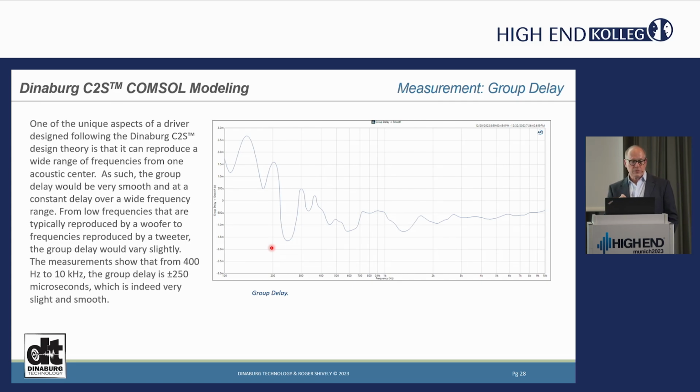And so from the low frequencies that are typically reproduced by the woofer up to the frequency reproduced by the tweeter, it should vary very slightly, and the measurements here show that from 400 to 10K, the group delay was plus or minus 250 milliseconds, which is indeed very slight and smooth.